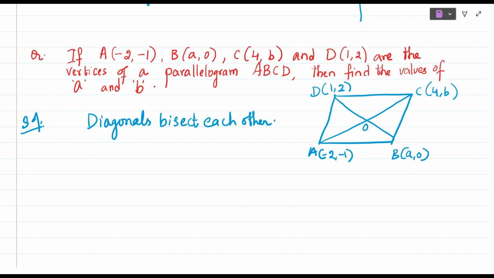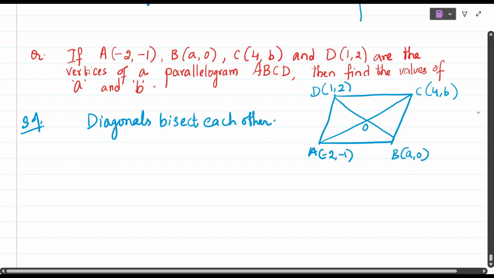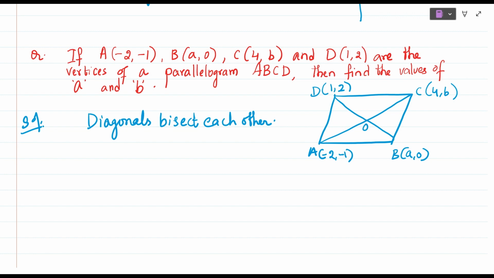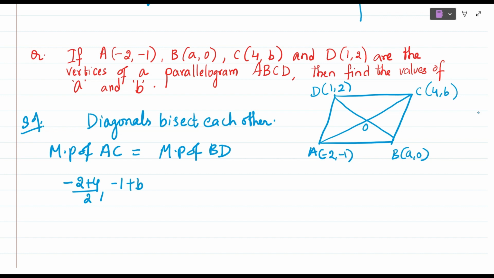Means the midpoint of the two diagonals will be the same. So equate the midpoint of AC to the midpoint of BD. You know the midpoint formula: (x1 plus x2)/2, comma, (y1 plus y2)/2. Let us find for AC: (minus 2 plus 4)/2, comma, (minus 1 plus b)/2. This will be equal to the midpoint of BD: (a plus 1)/2, comma, (0 plus 2)/2.